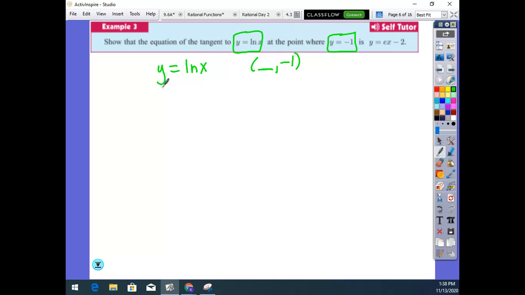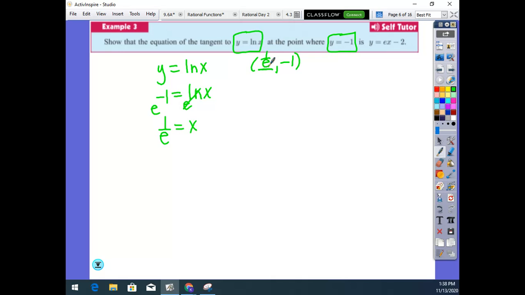So let's come back here. Let's find the x when y is negative 1. How do I get to x? I need to counteract ln. What's the inverse of ln? Is e. Now remember, e to the negative 1, that's just 1 over e. So that's the coordinate point.